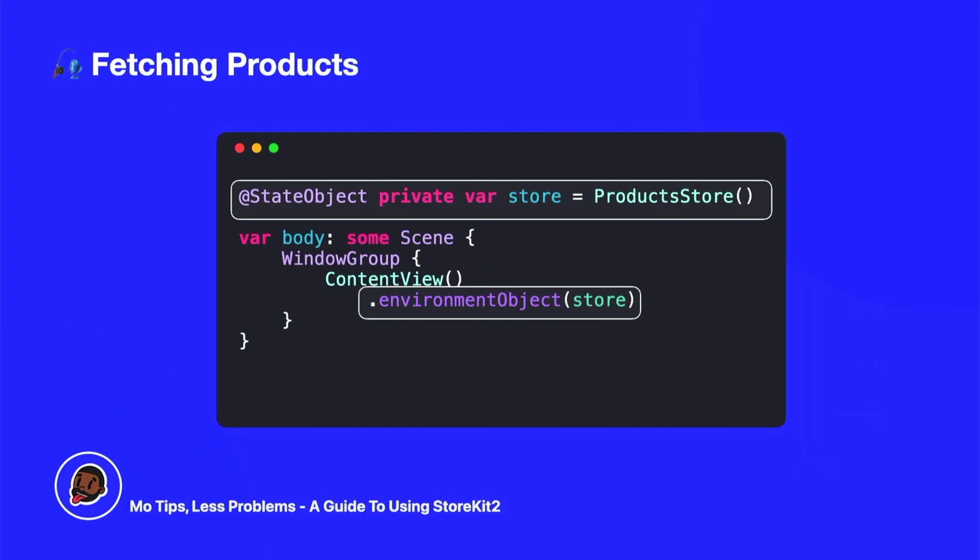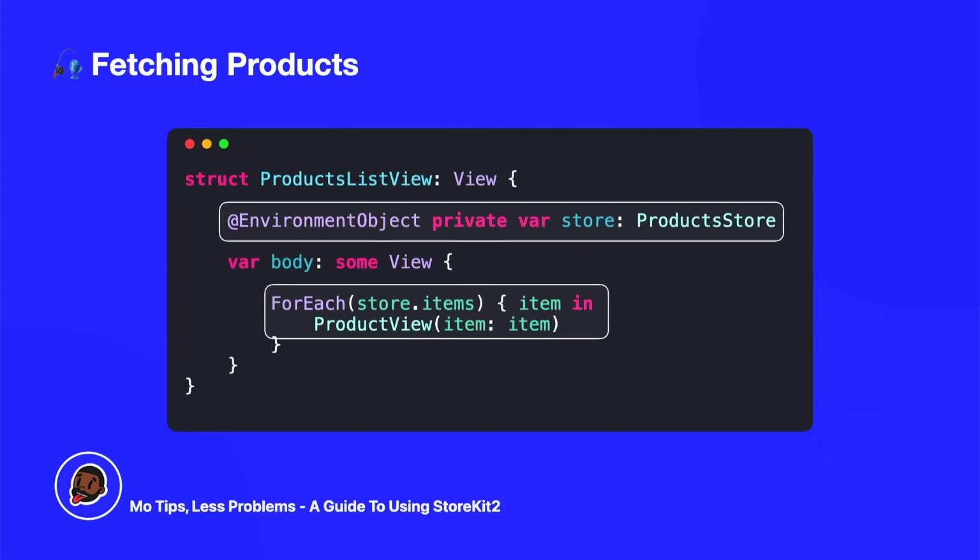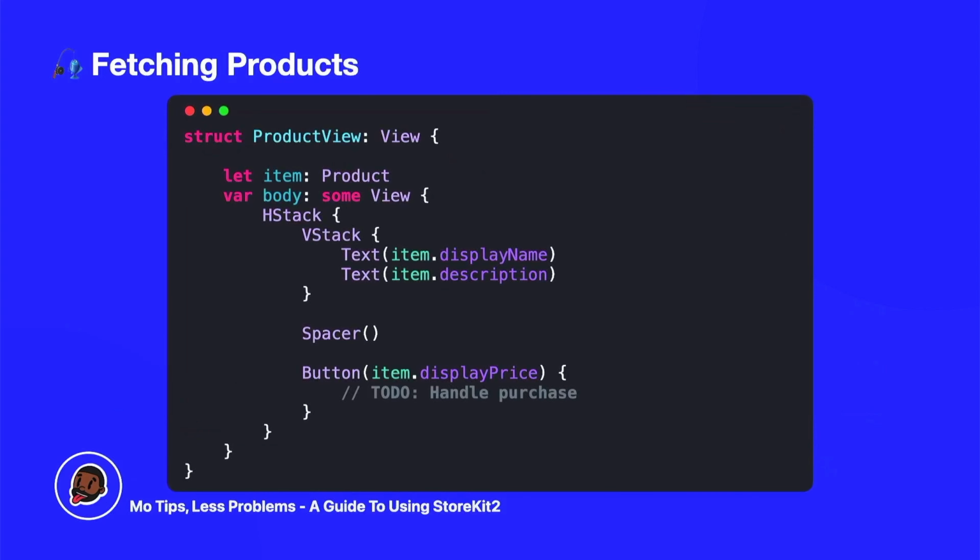Now, in order to use that, all I need to do is, at the root of my application, and a disclaimer, this is all going to be SwiftUI by the way, create an instance of that using a state object, and I can now pass it through all of my child views using the environment object. So if we go into our environment object, I've now got access to my store here. I can now loop through the items and display them on the screen.